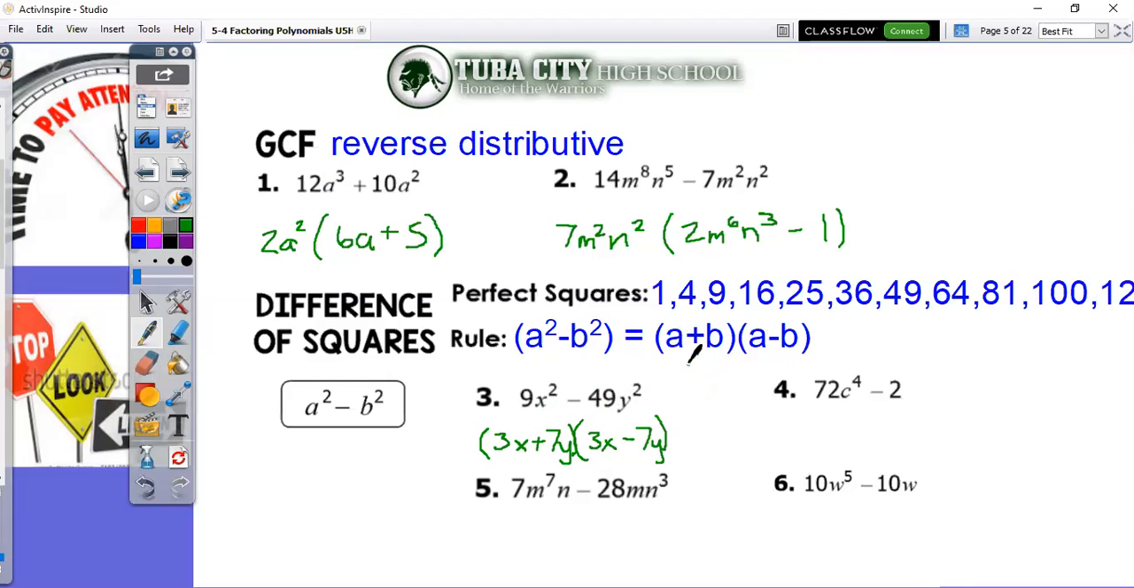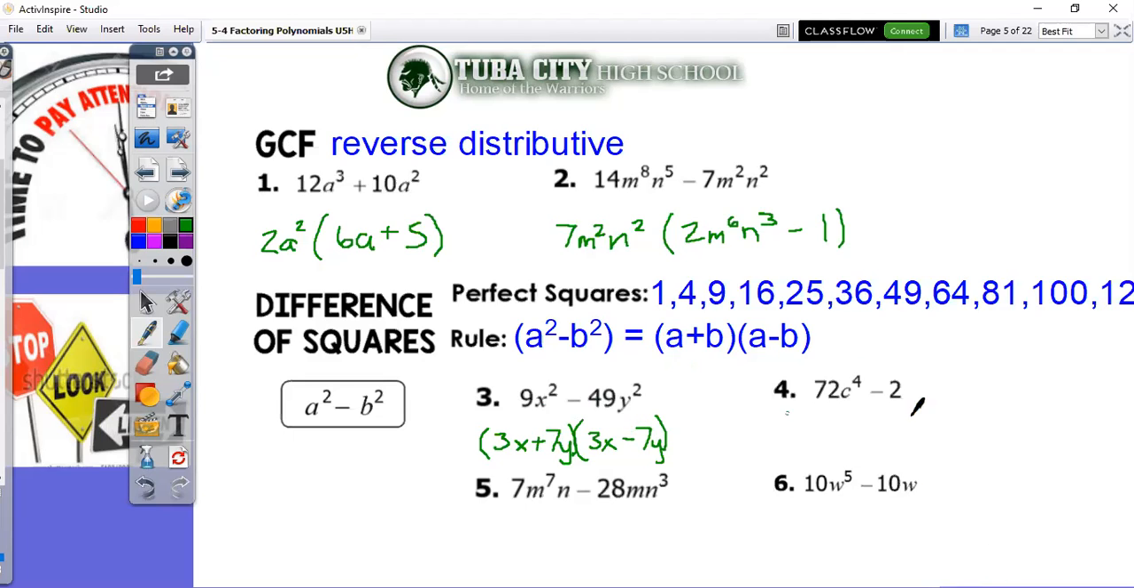Then again, I'm going to put the signs in there, and you can put the signs in there. I just wanted to make sure you understood that we had to take the square root of both the first and the last number. So there we go, it's all there. If you want to check it, go ahead and use your FOIL to check it. Make sure it all matches.